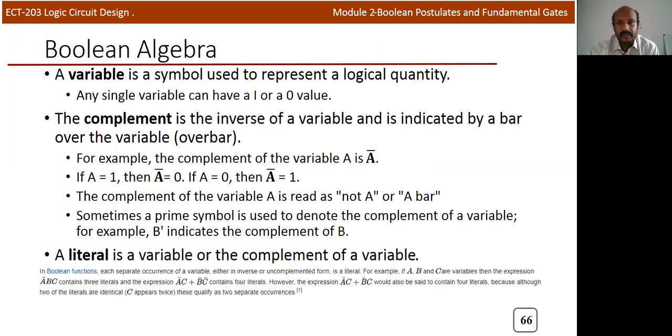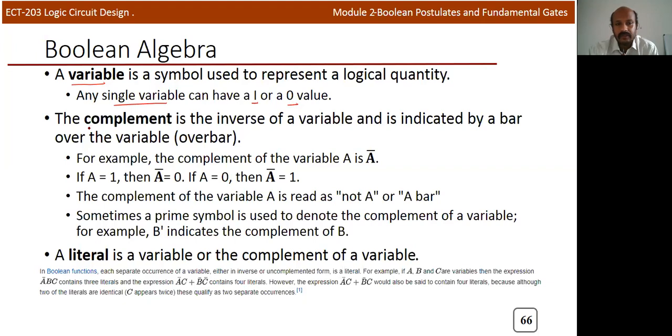Now we'll discuss the basic concepts. In Boolean algebra, a variable in Boolean algebra or in digital circuits can take two values, either a 1 or 0. Okay, so logical quantities. Any single variable can take two values, 1 or 0.